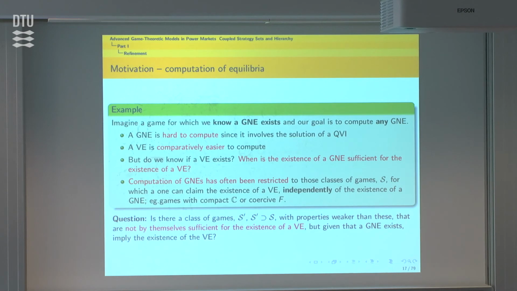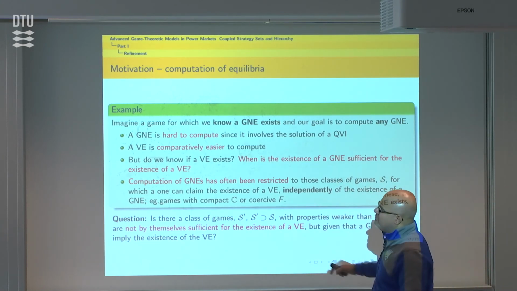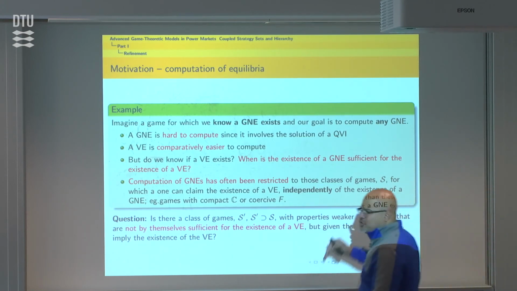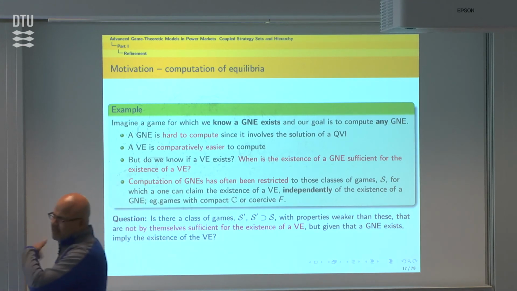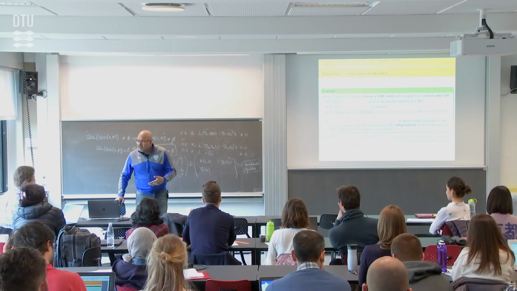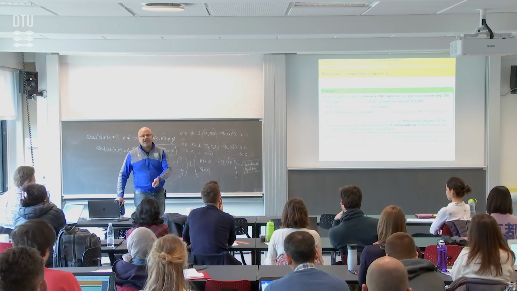And so the role of the refinement is that for us to know that the existence of a GNE is sufficient for the existence of a VE. Okay. So computation of GNEs has often been restricted to classes of games for which one can claim the existence of a VE independently of the existence of a GNE. So generally in the past, before we did this kind of research, the reason why I bring it up is because I think it's important for us to collectively understand why we use the VE. People just blindly use the VE. We need to understand why and what the relevance of the VE is with respect to the GNE.